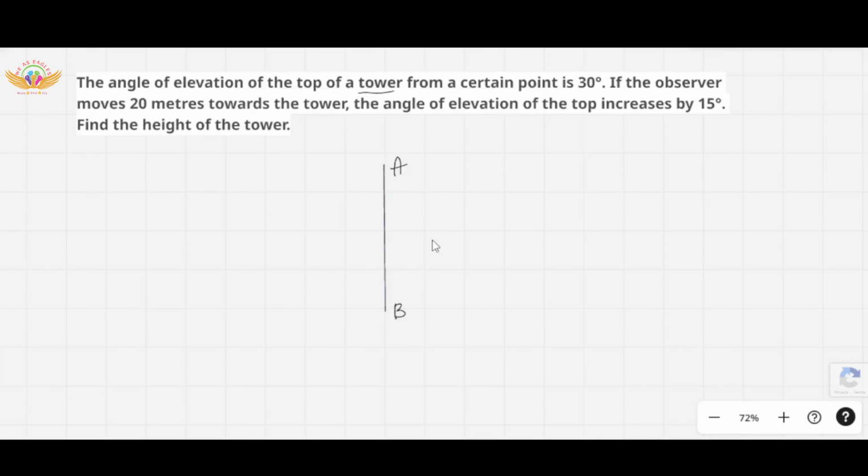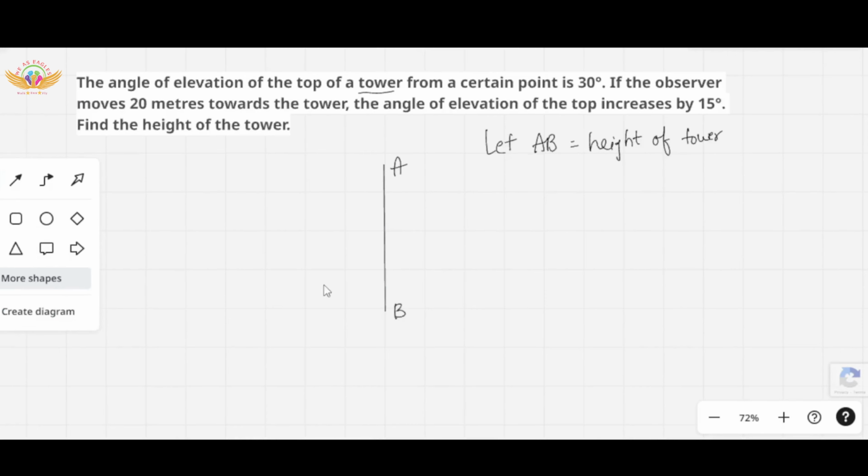AB is my tower. I also want to request all the students here, you have to write step by step. You have to write: let AB be the height of the tower. You need to mention everything step by step to get full marks. Here I'm just telling, and some points I'm doing directly, but in the exam you have to write step by step neatly. So they told that the observer moves 20 meters towards the tower. So he moved 20 meters.